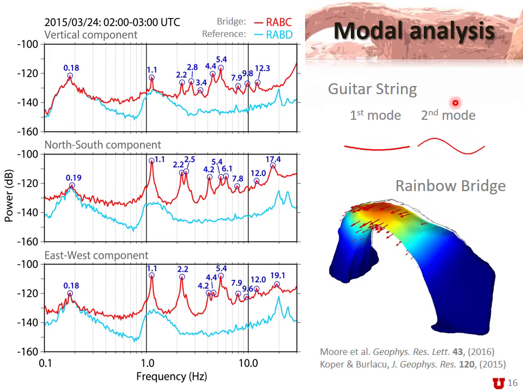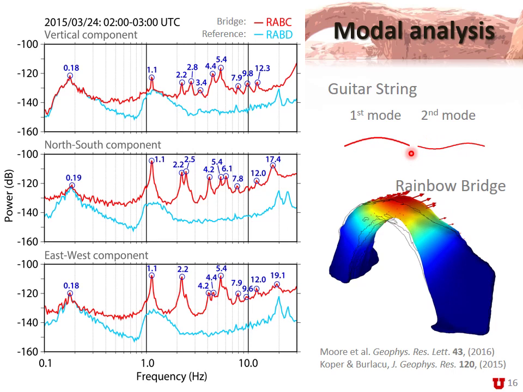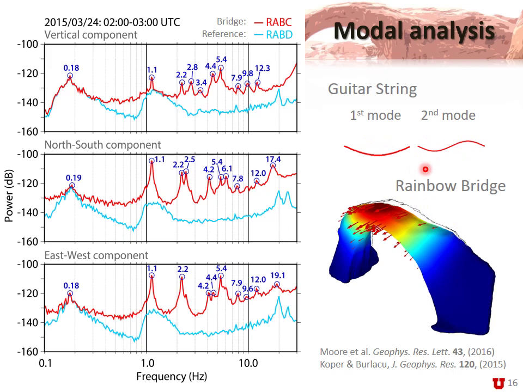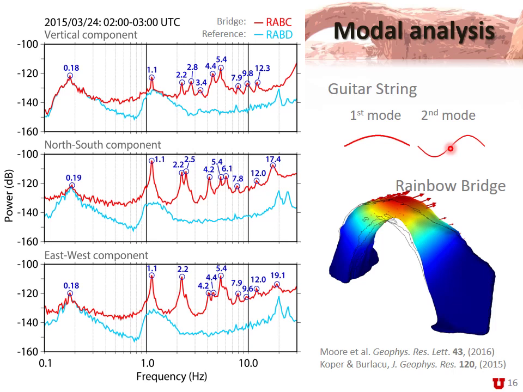And what's key about these two modes is that the first mode is like the whole string bending just as one. The second mode, you can see, makes a sine wave, and there's what we call a nodal point right here in the center where the movement is actually zero. So you have one nodal point for the second mode, and the third mode would have two nodal points, and so on. So these are the natural vibrational modes of a simple resonator like a guitar string.